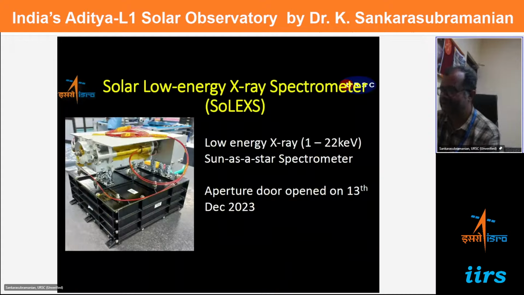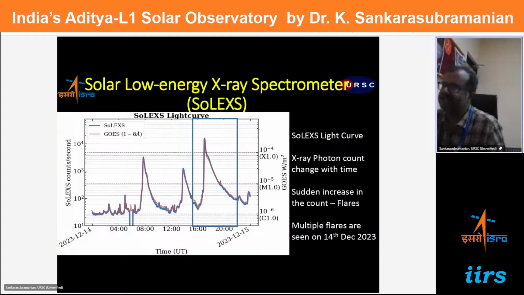Coming to SoLEXS, SoLEXS is a Sun-as-a-star soft X-ray spectrometer, which was put into operation on the 13th of December 2023. As soon as we switched on the payload, we started to see the solar flare light curves. What you see here are the counts, the number of photons the instrument receives as a function of time. You can see there is a lot of variation in the number of photons you receive. And this bright increase in the counts is nothing but the increase in energetics happening on the Sun, which is related to solar flares.